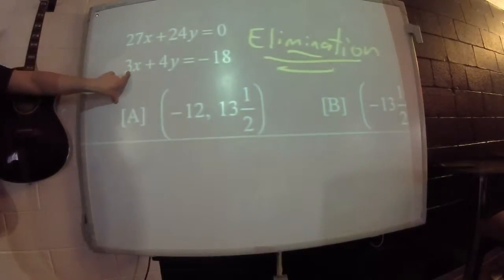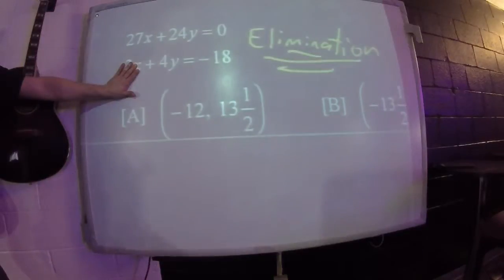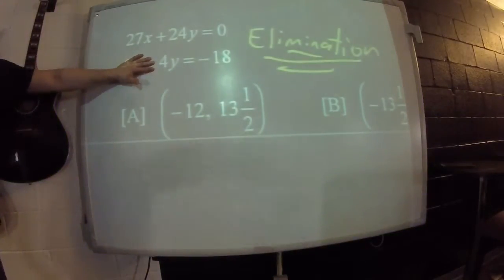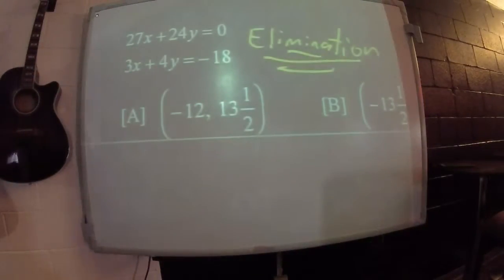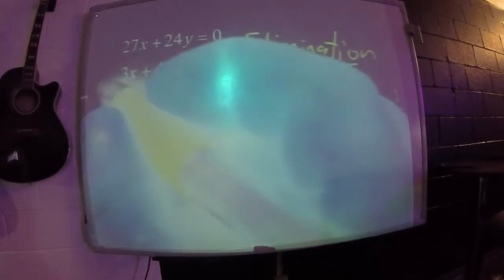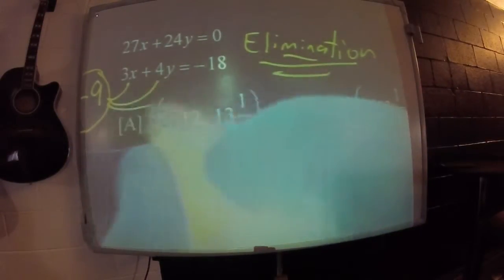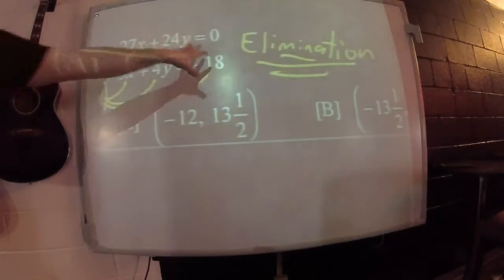Now, what do I got to multiply 3 by to make it look like 27? Negative 9. If I multiplied by 9, I'd get positive 27. I don't want positive 27, so I'll multiply by negative 9, because I want to have a 27 up here, and I want this to be negative 27, so that they will eliminate. Remember that it's got to go to all 3 pieces. It also has to go to negative 18.